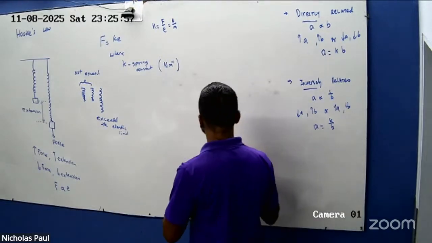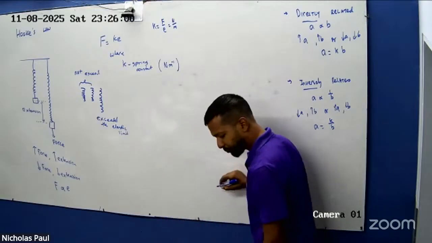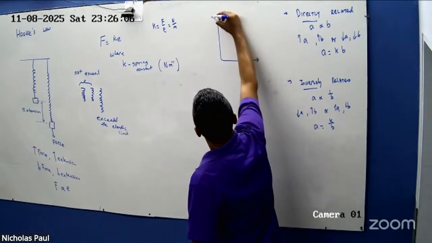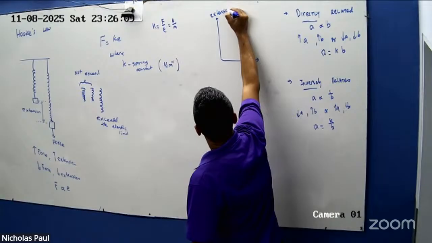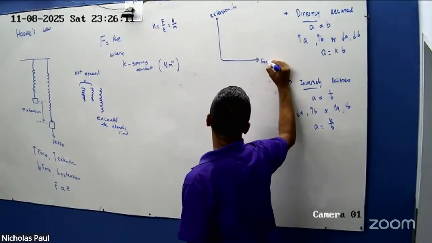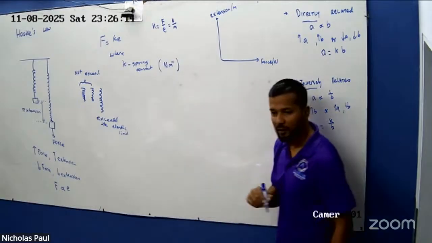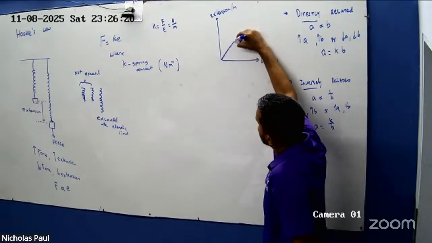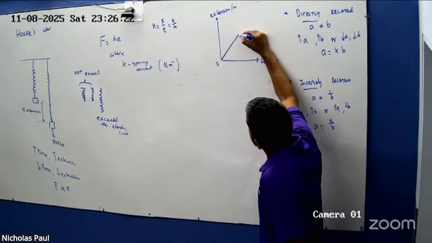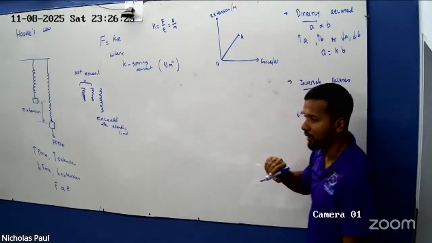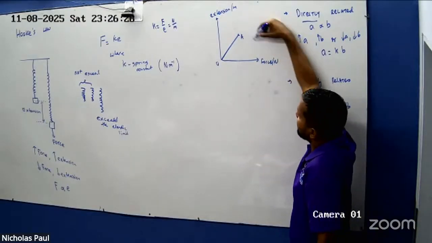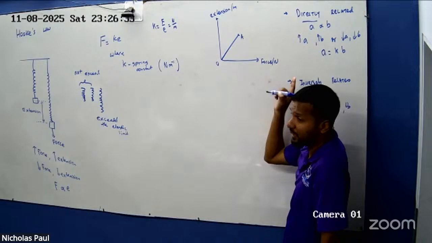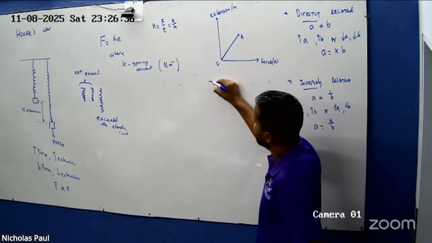Provided that the elastic limit was not exceeded. If graphed, here's how the graph is supposed to look. So if you plot extension versus force, the graph will look like this, provided you do not exceed your limit.